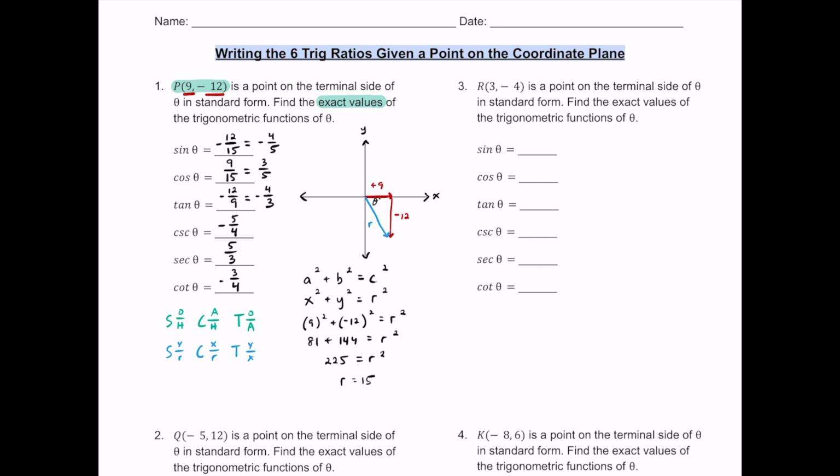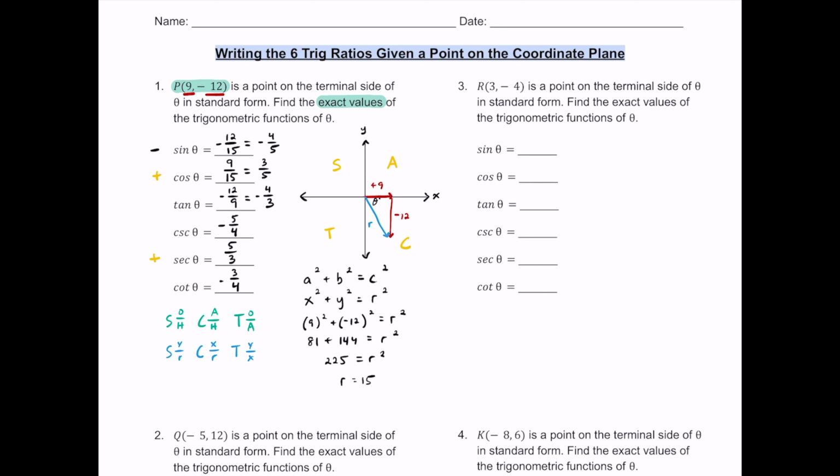If you remember your acronym for ASTC, this hopefully makes sense why each of these are positive and negative in these particular quadrants. Cosine should be the only one that's positive in quadrant 4. So that's why cosine and secant are positive. But for all the other trig ratios here, we're really going to have negative values, right?